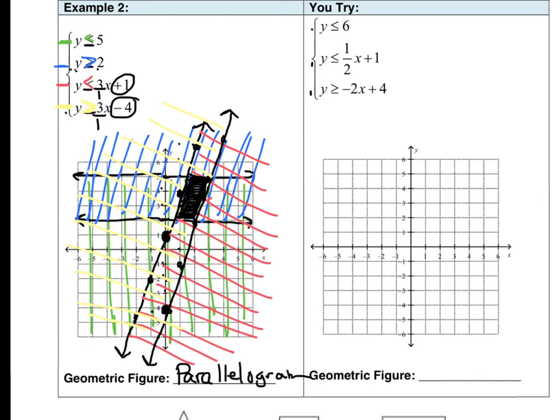Alright, makes sense. We have 4 equations and 4 sides. The opposite sides are parallel. It's a parallelogram.